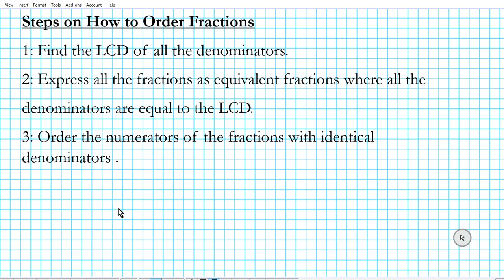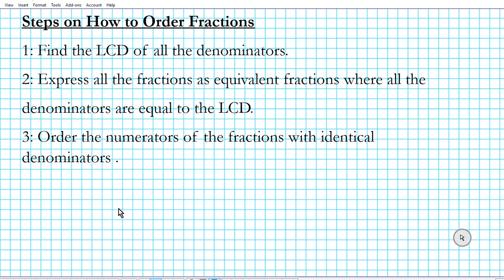Alright, next we're going to take a look at how to order fractions. Okay, so when you're ordering fractions, first thing you want to do is find the LCD of all the denominators. It's rare for the Accuplacer to give you a problem where all the denominator values are identical, because that would be extremely easy. So you should expect the denominators to be different. In this case, you have to find the LCD of all the denominators. And then after doing that, you express all the fractions as equivalent fractions, where the denominators of all the fractions are equal to that LCD that you determined.